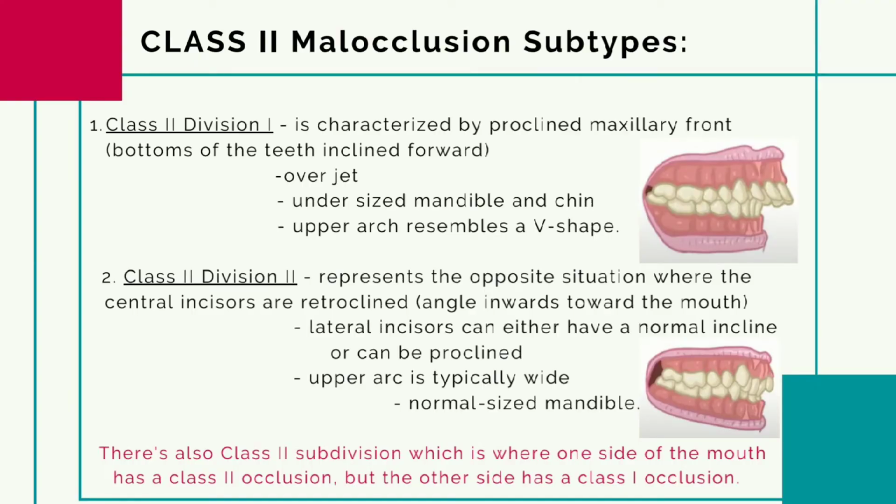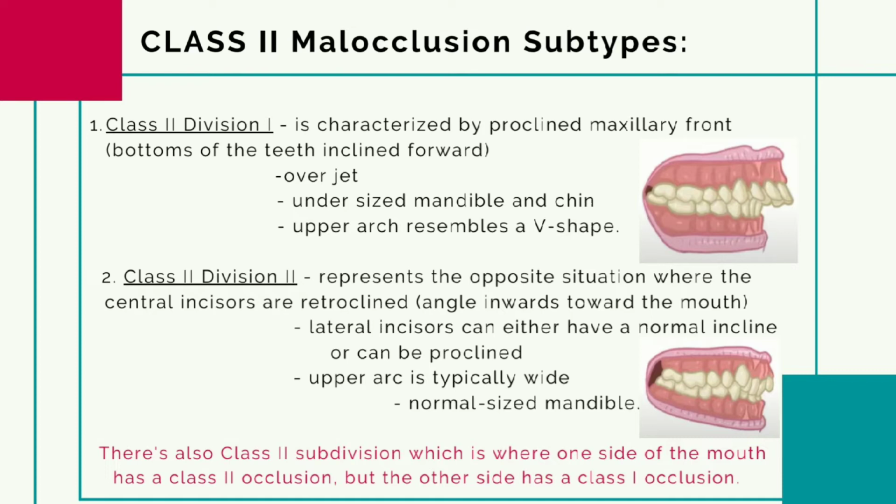Class 2 division 1 is characterized by proclined maxillary front teeth, meaning the bottoms of the teeth are inclined forward, which gives them a protruding appearance. This results in an overjet of these teeth, often in the setting of an undersized mandible. The upper arch is said to resemble a V shape.